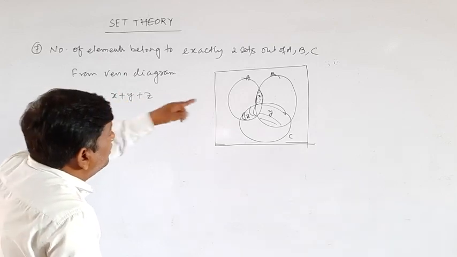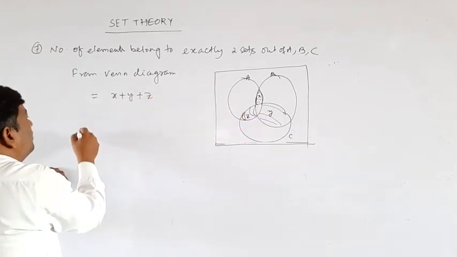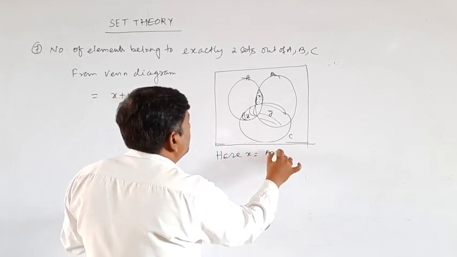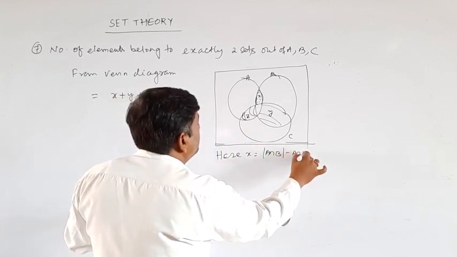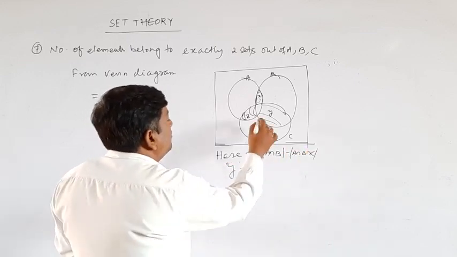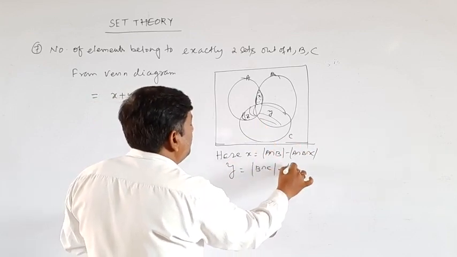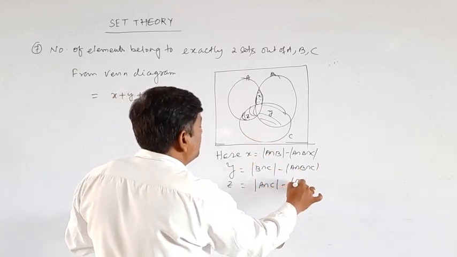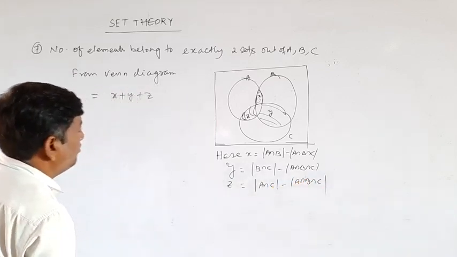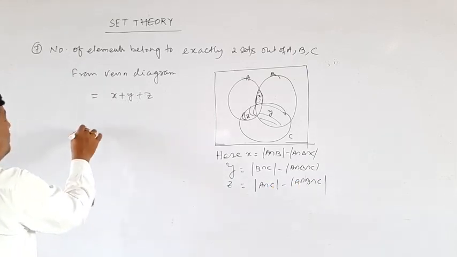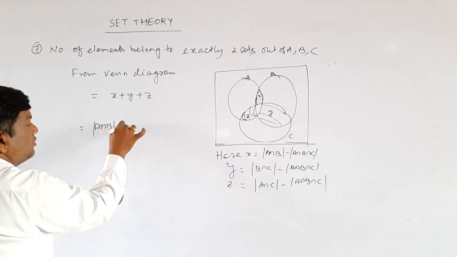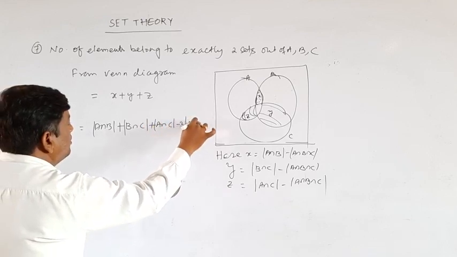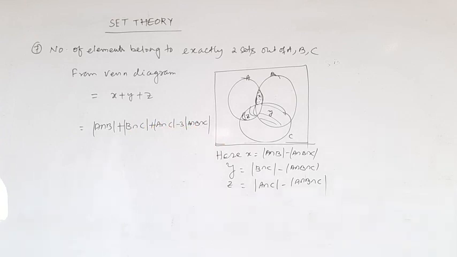What is X here? X is equal to A intersection B minus A intersection B intersection C, and Y is equal to B intersection C minus A intersection B intersection C, and Z is equal to A intersection C minus A intersection B intersection C. So X plus Y plus Z means A intersection B plus B intersection C plus A intersection C minus 3 into A intersection B intersection C. This is the number of elements belonging to exactly two of the sets.